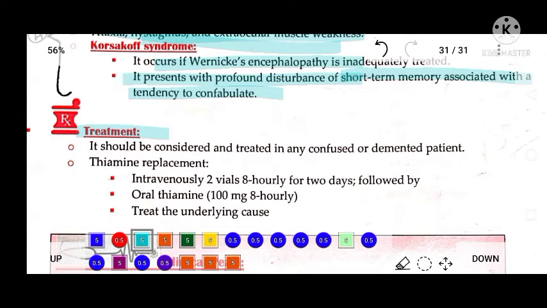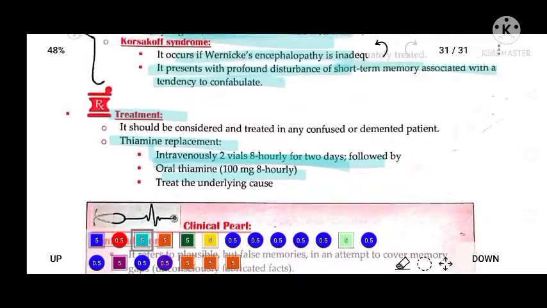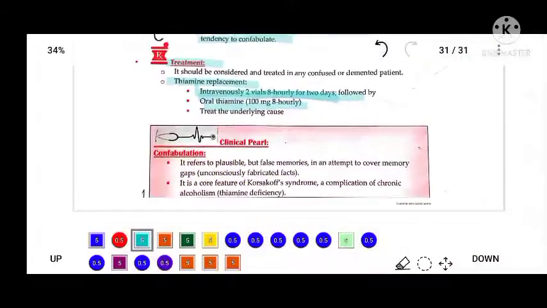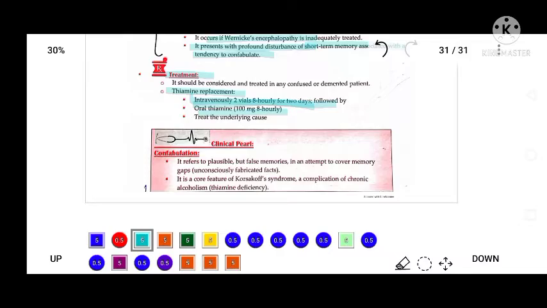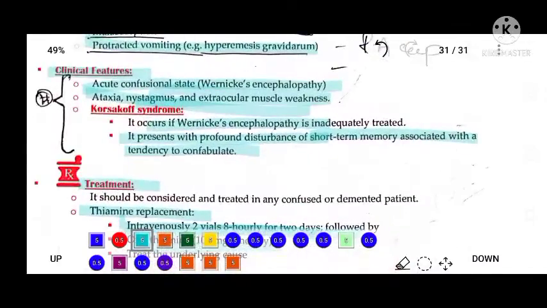Treatment of Wernicke-Korsakoff syndrome is thiamine replacement, because thiamine is depleted. So thiamine should be given intravenously, then oral thiamine, and treat the underlying cause. So in this way, we can treat this disease and save the life of the patient.